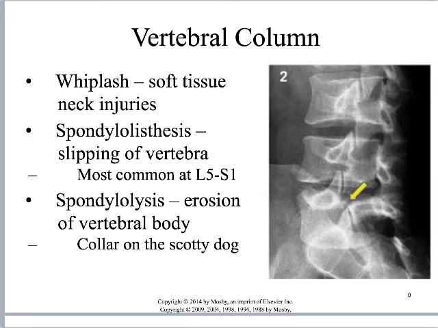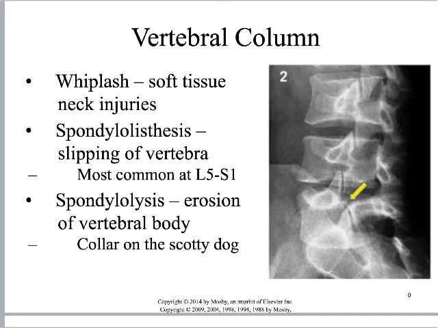When we're looking at the vertebral column, we have some special considerations to think about, like what we talked about with the trauma section. There's these whiplash type injuries, and in general, when we're talking about whiplash, we're talking about soft tissue neck injuries. They can be quite painful. There's not a fracture involved, but the bones were involved in damaging the soft tissue, right? Due to the whiplash action of the spine.